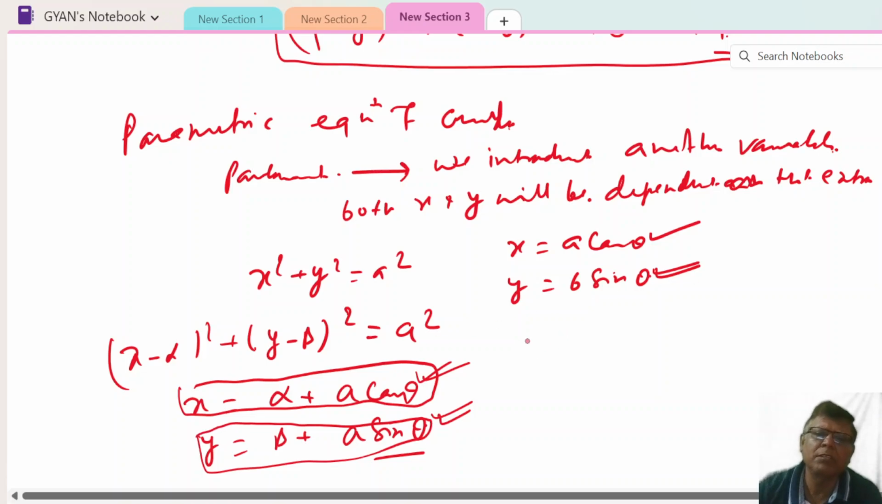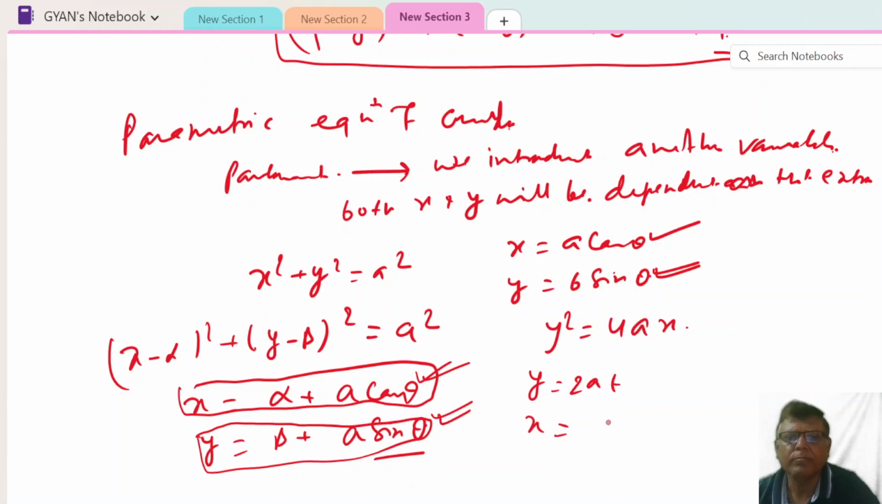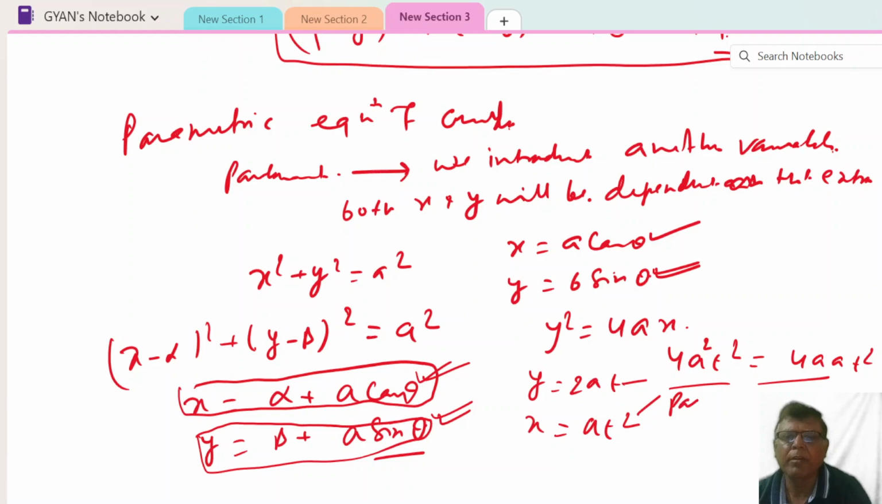So a parametric equation can be done in other curves too. Suppose y square is equal to 4ax. This is the equation of a parabola. So here y is equal to 2at and x is equal to at square. So this will satisfy. See, put here: 4a square t square is equal to 4a into a t square. So both are the same. So here t is the parameter.